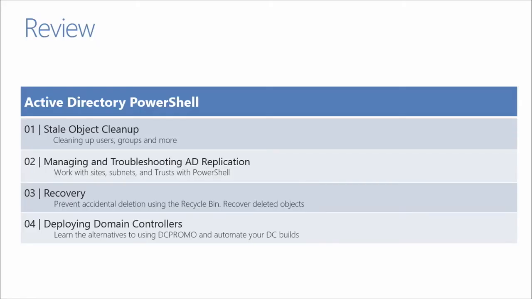For a review, we looked at stale object cleanup. Remember, you clean stuff up, and we gave you a lot of great techniques and ways that you can start to clean up your objects. Also, managing and troubleshooting replication. You can now work with your sites and your subnets, all of that. One of my favorite sections is recovery. Make sure you enable that recycle bin, and you can recover objects. Also, Ashley put together that really cool set of functions for attribute recovery, with that almost magical database that loads up in memory, so you could snapshot it and then do recovery if you had data corruption, which is awesome.